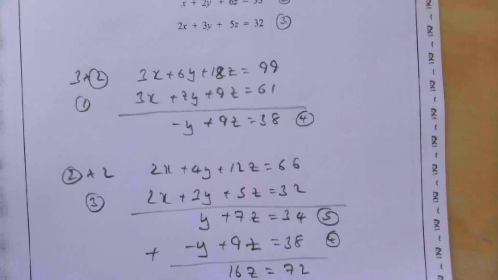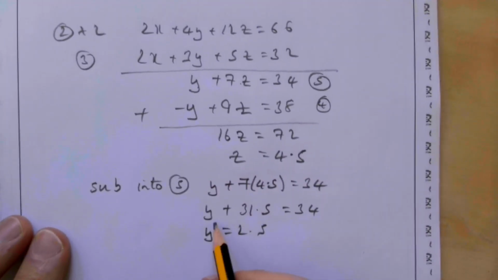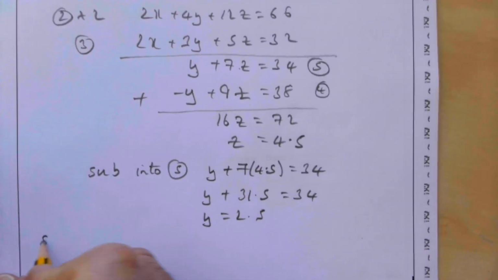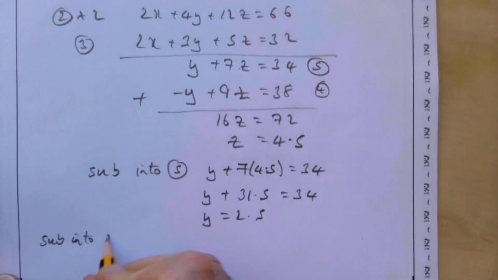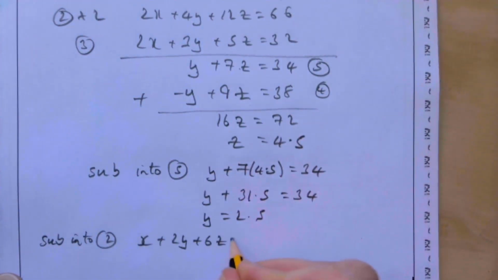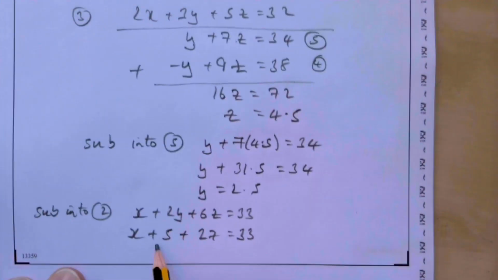Where are we for space here? Pretty good. We should be able to fit it in this one page, and then substitute these two probably into equation 2, I would say. So we have x plus 2y plus 6z is 33. x plus 2 times 2.5 is 5, and 6 times 4.5 I think is going to give me 27. 5 plus 27 is 32, so x then is going to be 1.